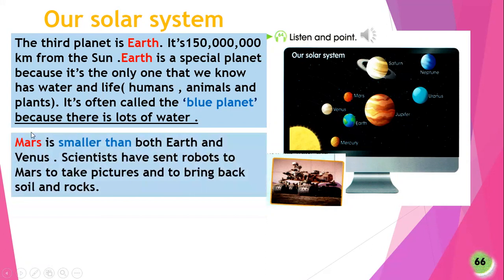Mars is smaller than both Earth and Venus. Scientists have sent robots to Mars to take pictures and to bring back soil and rocks. Again, Mars is smaller than.